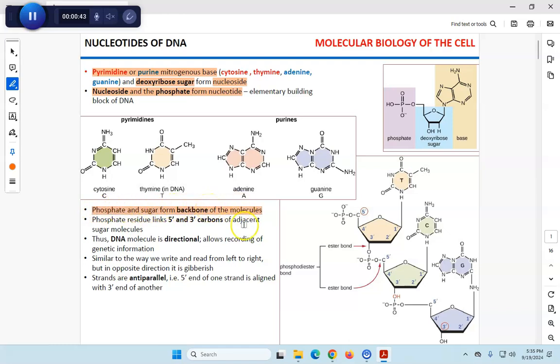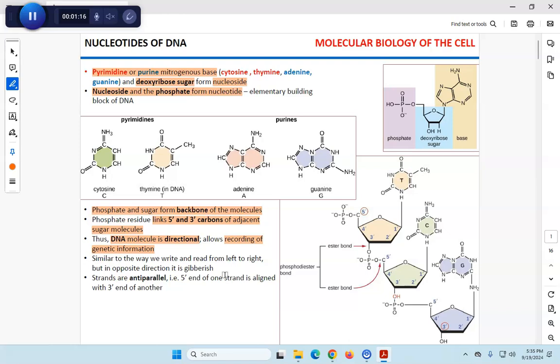Phosphate and sugar. And understand the linkage that the phosphate group, shown here, connects 5' and 3' carbons of two different but adjacent sugars. Understand that this orientation gives DNA molecule directionality, which is essential for reading it in a certain direction. Okay? Recording and reading of genetic information.